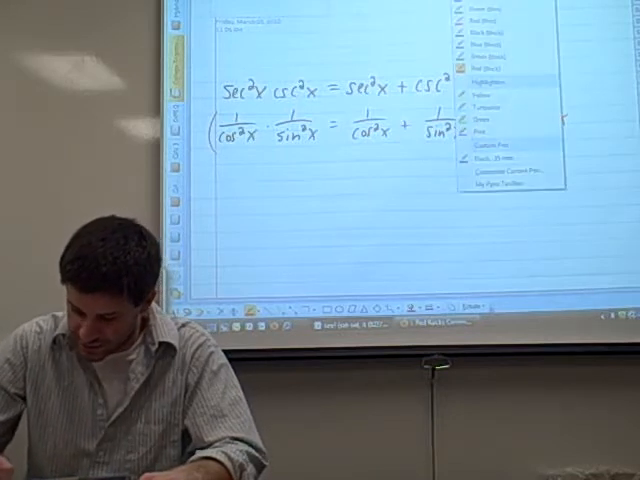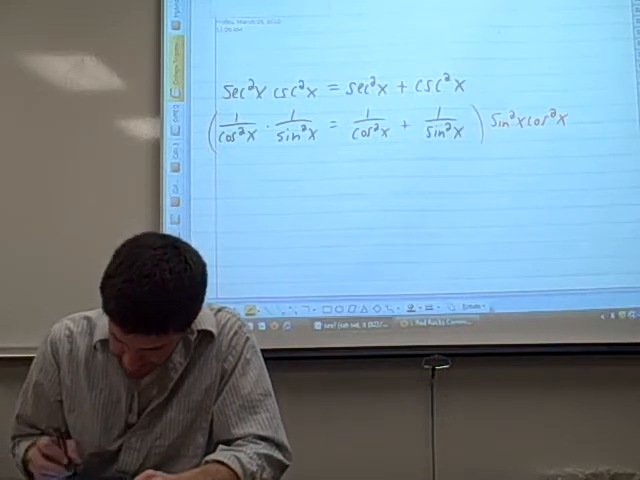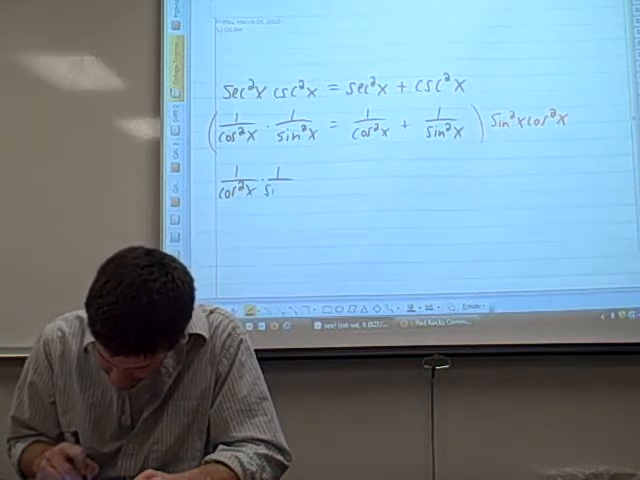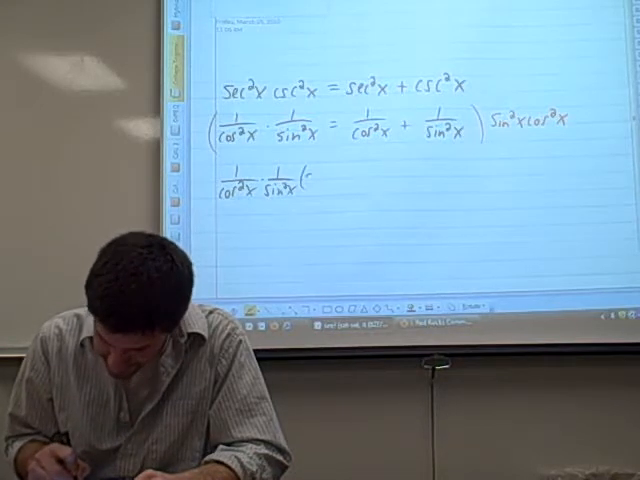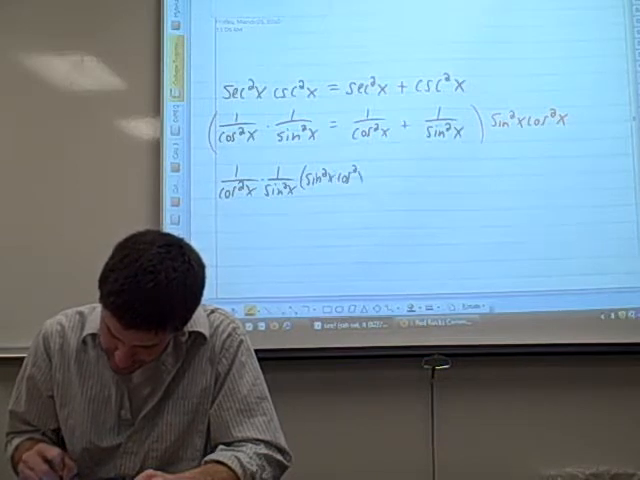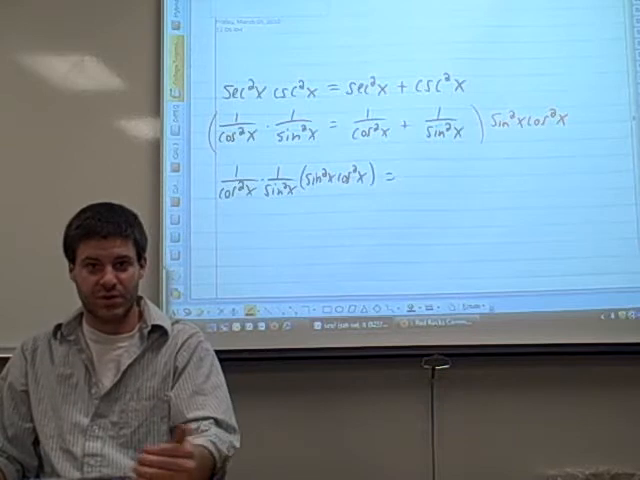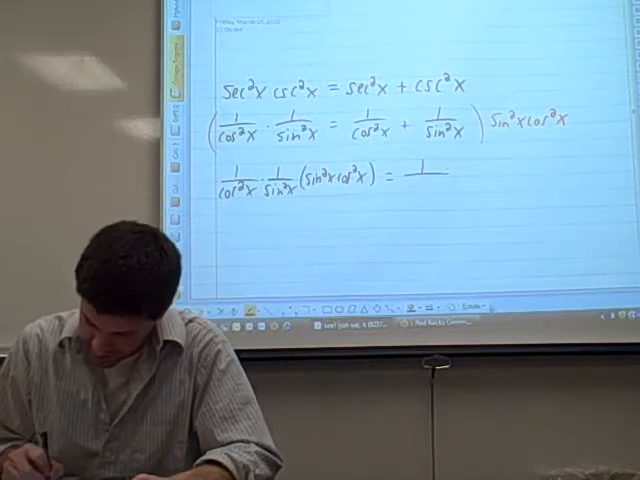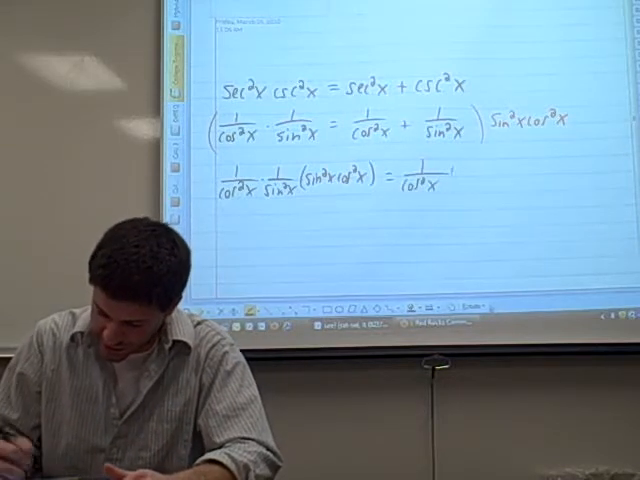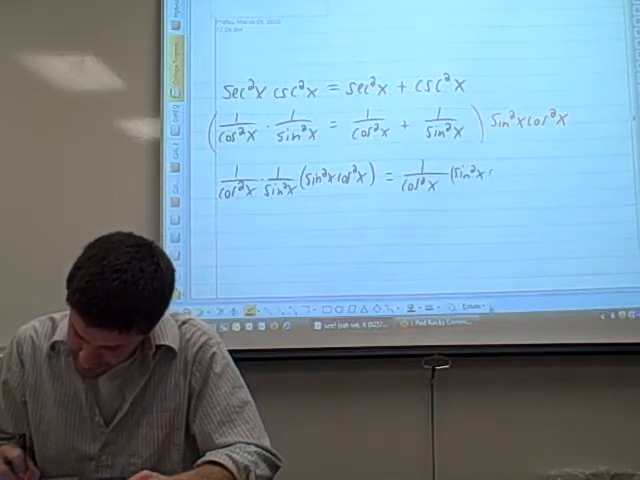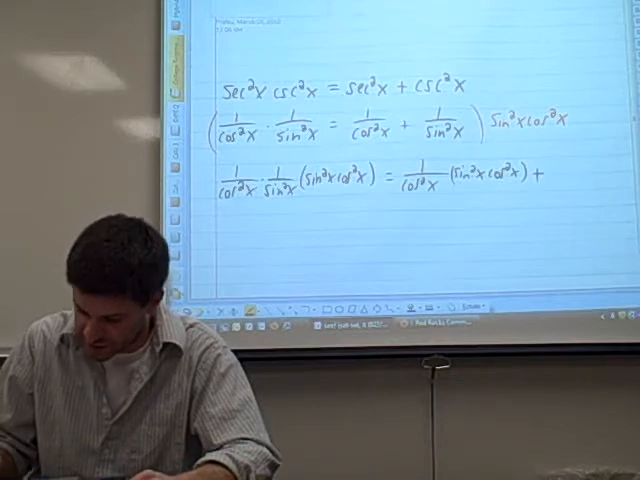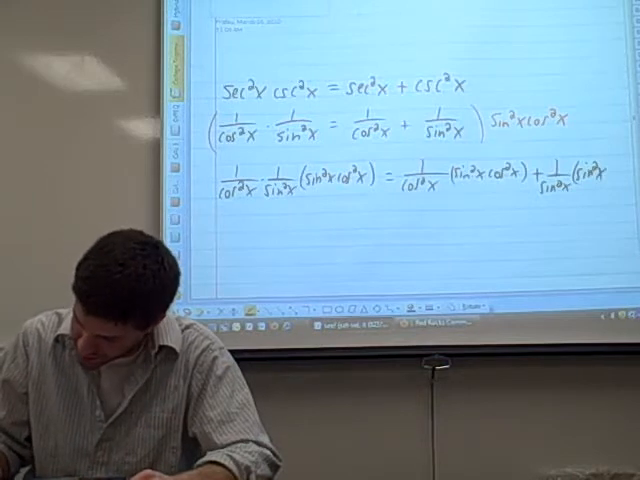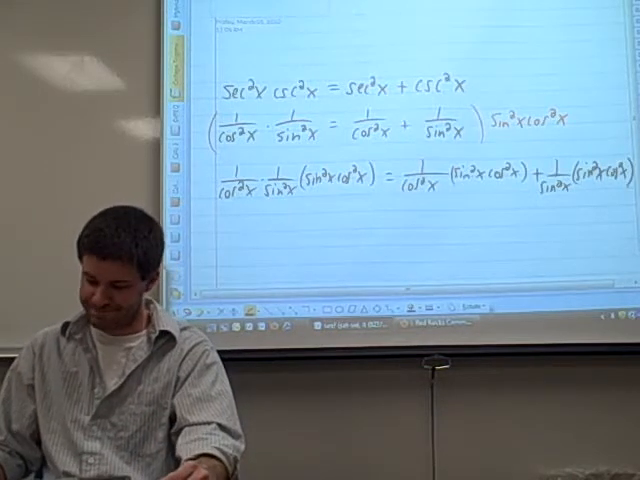And I'll write this out a little bit more explicitly. So we have 1 over cosine squared x times 1 over sine squared x, and we're going to multiply that by sine squared x cosine squared x. Everything is multiplied in that term, so we're okay in doing that. This 1 over cosine squared x term is a term in itself, so we're going to multiply that by sine squared times cosine squared. The last term, we're doing the same thing: 1 over sine squared is going to be multiplied by sine squared and cosine squared. Hopefully you can see that part.